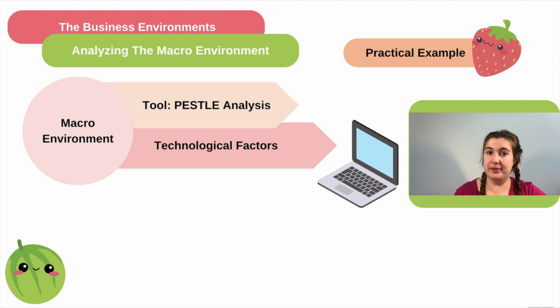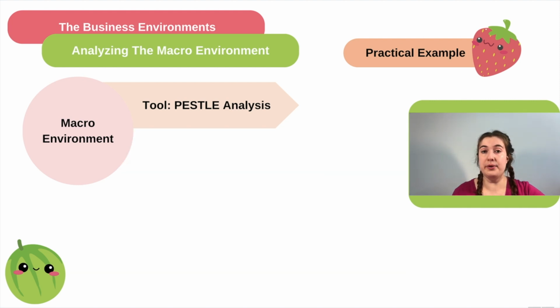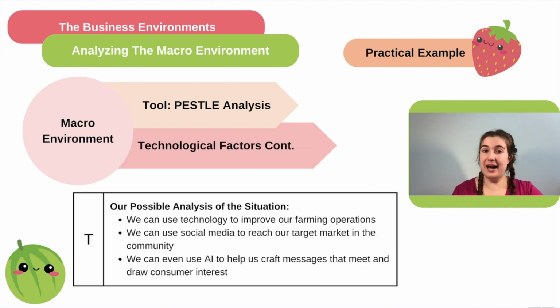The next factor we're going to be looking at is our technological factors. And we need to do a deeper dive on the technology industry. We need to see, how is technology changing around us? How is it going to impact our business? Like, for example, like I mentioned, AI. How is that going to actually impact our small local farming market? And how's it going to impact our small farming business? How are we going to be able to integrate that perhaps into our business plan? So how are we going to be meeting that technological challenge?